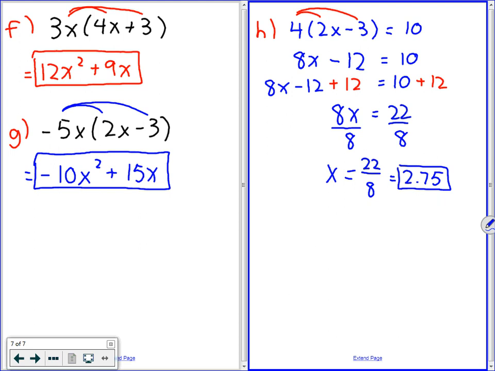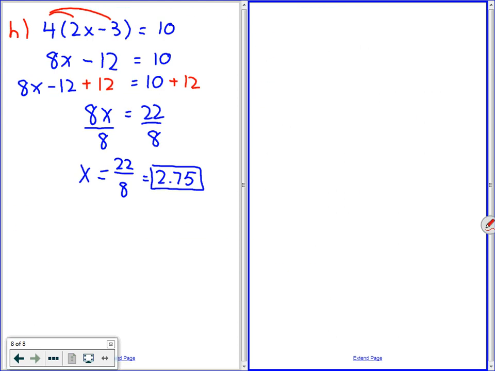Letter I. Okay, so take a second and try this one out. Again, get rid of the brackets first, and then move it across on the last step.